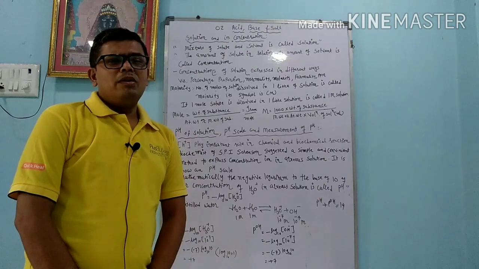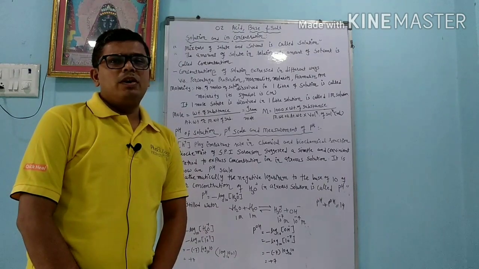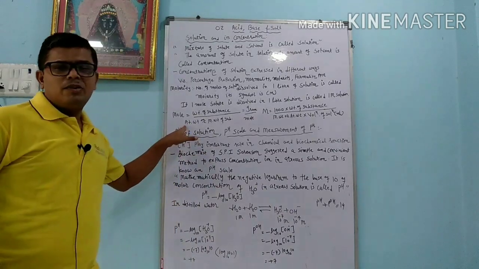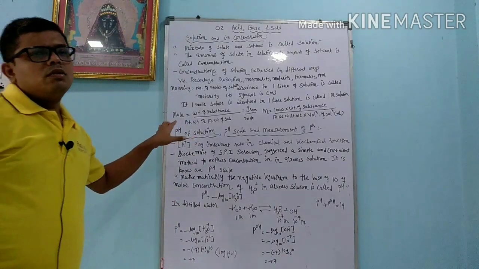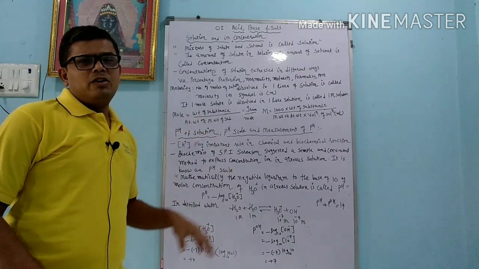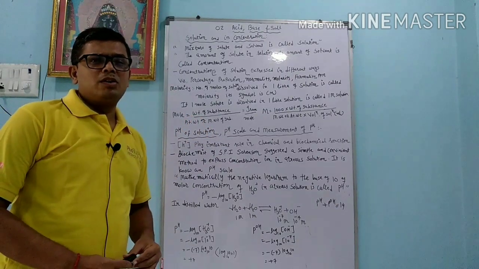Dear student, mole has one formula. Mole equals the weight of the substance divided by the atomic weight or the molecular weight. It is given here. So if we take 1 mole of a substance and dissolve it in 1 liter of solution, then that is called a 1 molar solution.